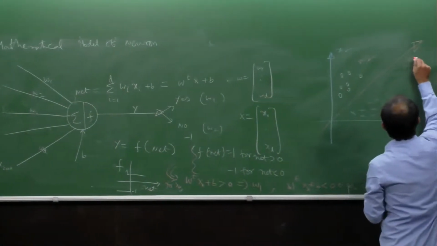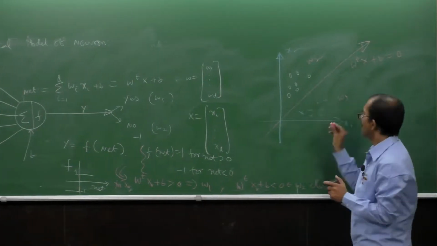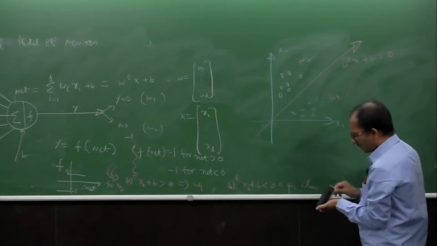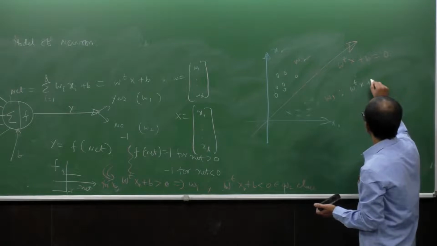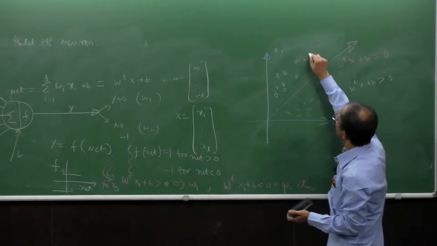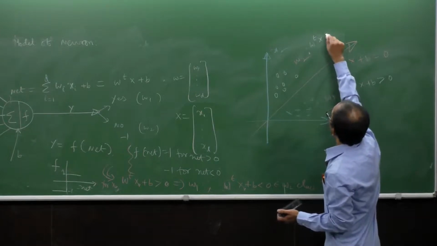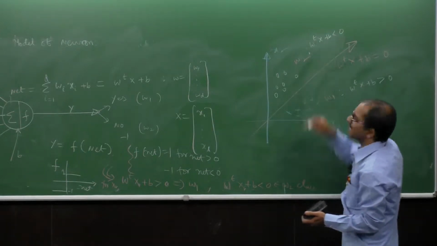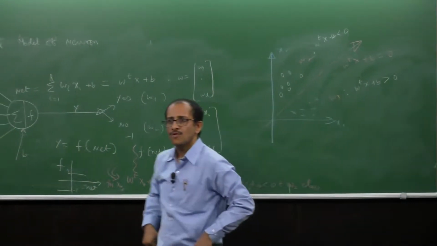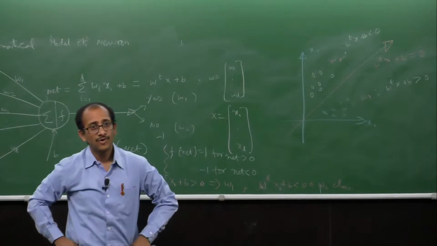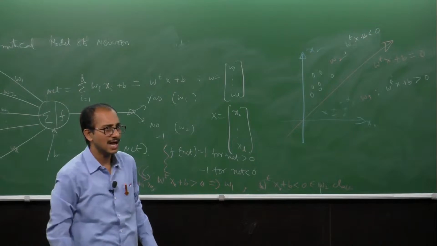The line W transpose x plus b is equal to 0. Here, what does it mean by W1 class? W1 class means W transpose x plus b is greater than 0, and what do we mean by W2 class? It is W transpose x plus b less than 0. For what x? For all the feature points of that particular class, not just for a particular sample.